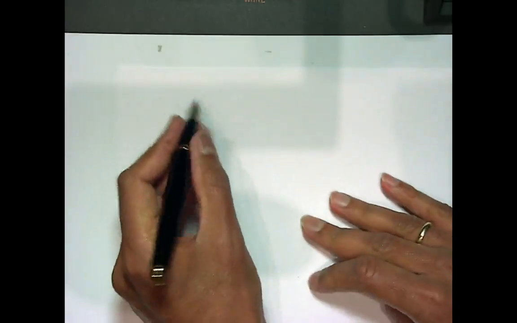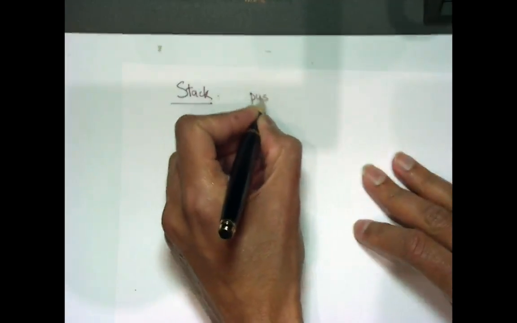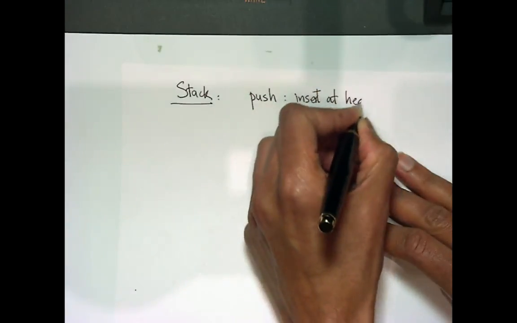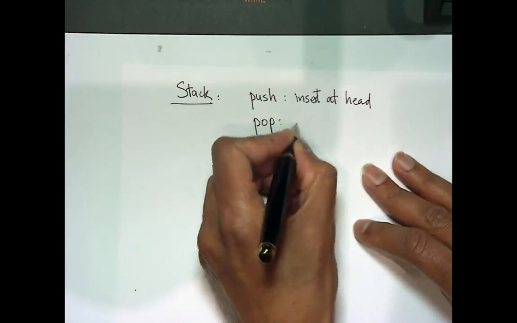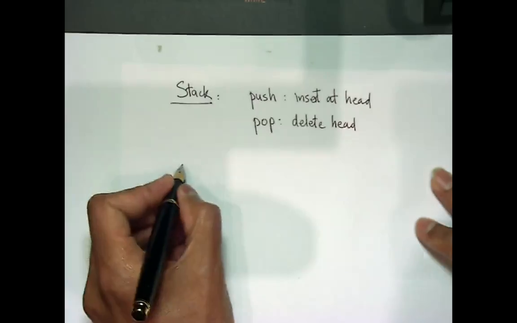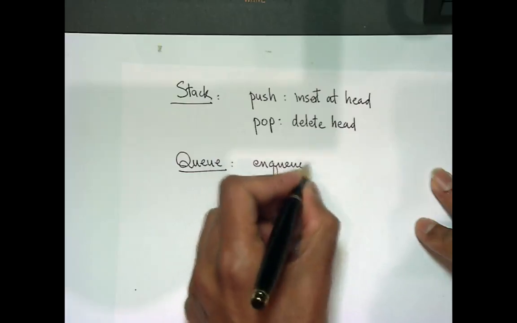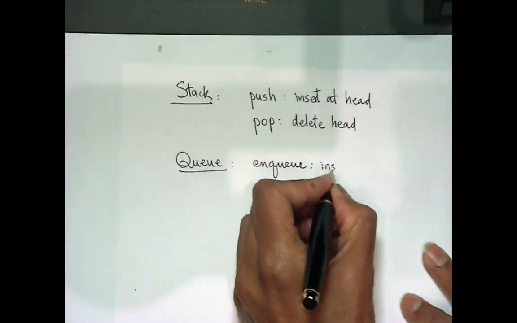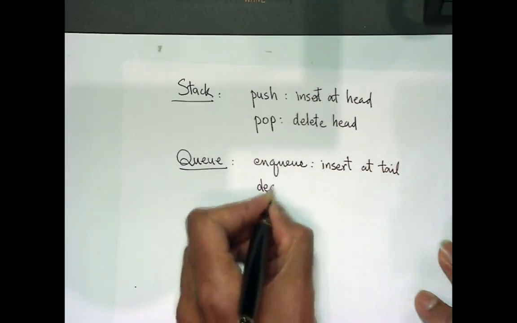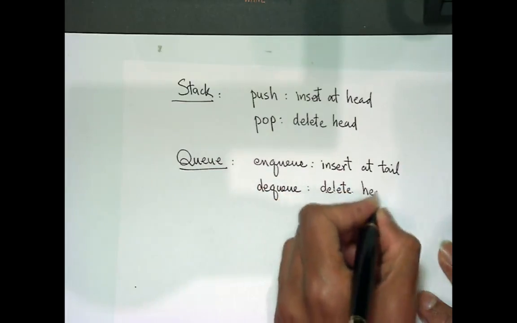Just to sort of write this out, in a stack, a push is insert at the head. A pop is delete head. And in a queue, an NQ is insert at tail, and a DQ is delete head.